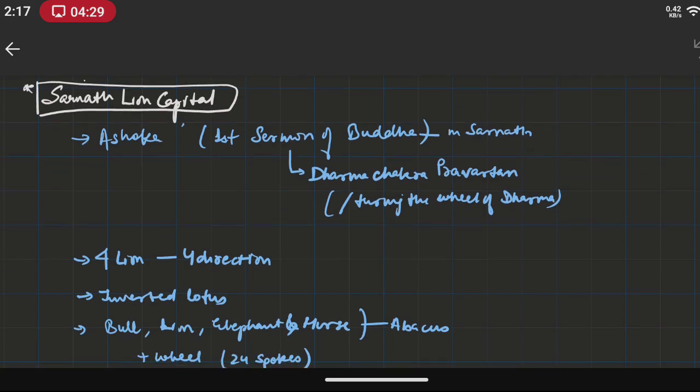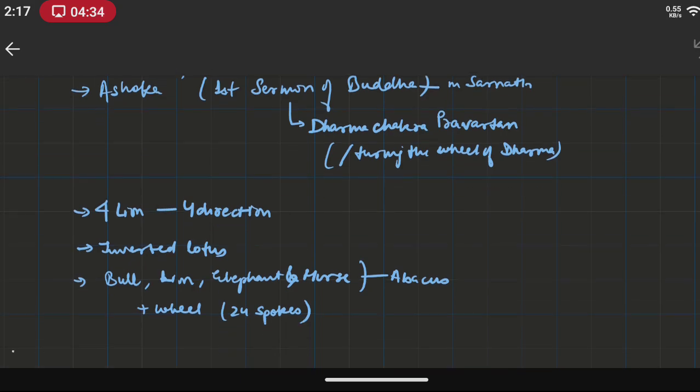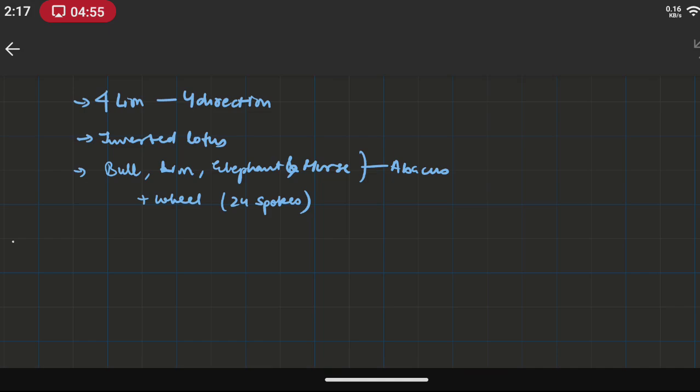In the Sarnath pillar there are four lions facing four different directions. There is an inverted lotus. Animals like bull, lion, elephant and horse are made on its abacus. Along with that there is a wheel having 24 spokes. The wheel is inspired from the Upanishads. The wheel was adopted in Buddhism and later it was promoted by Ashoka.